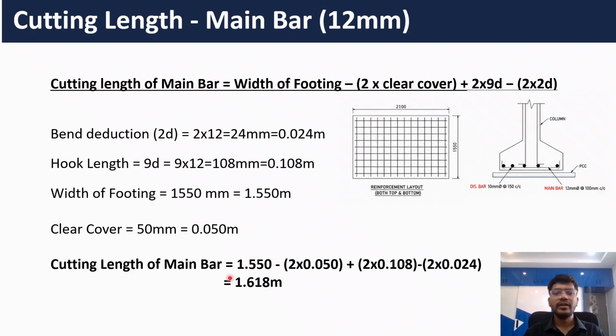So the cutting length of main bar equals 1.550 minus 2 times of 0.050 plus 2 times of 0.108 minus 2 times of 0.024. This is clear cover and this is hook length and this is bend deduction. And if you calculate it, then you will get it as 1.618 meters. So the cutting length of one single main bar is 1.618 meters.